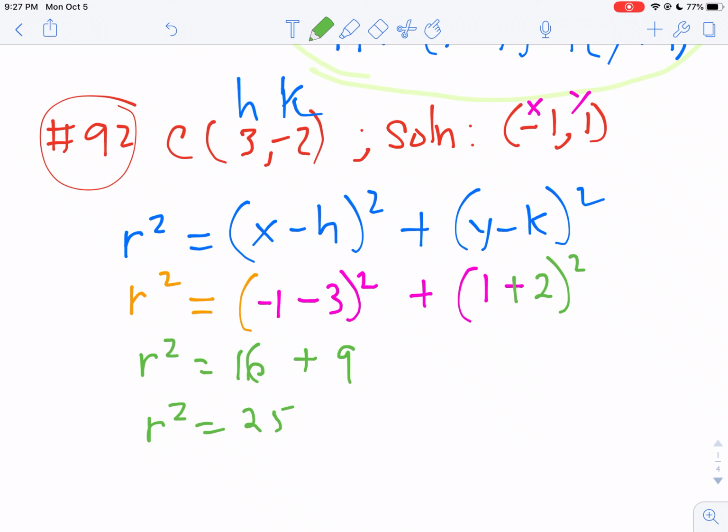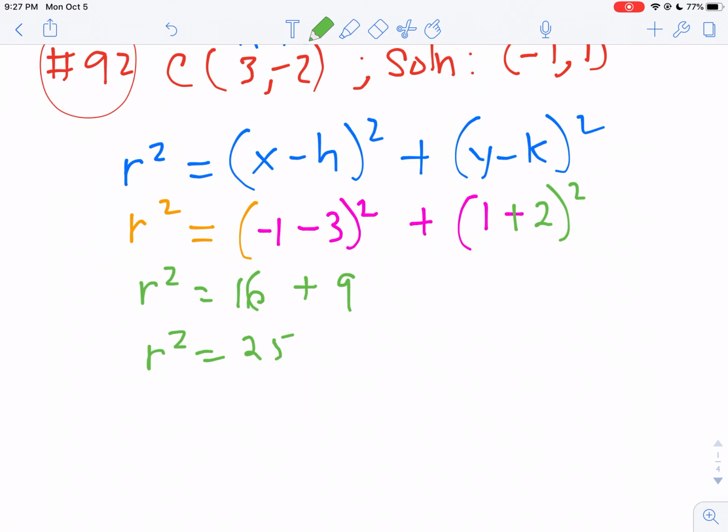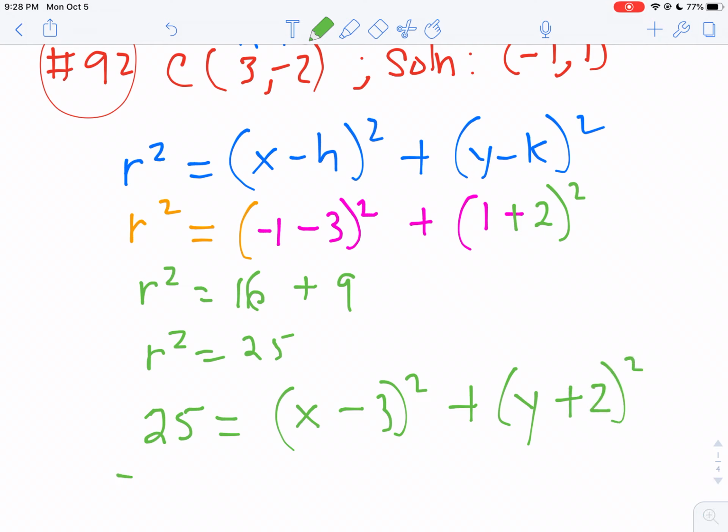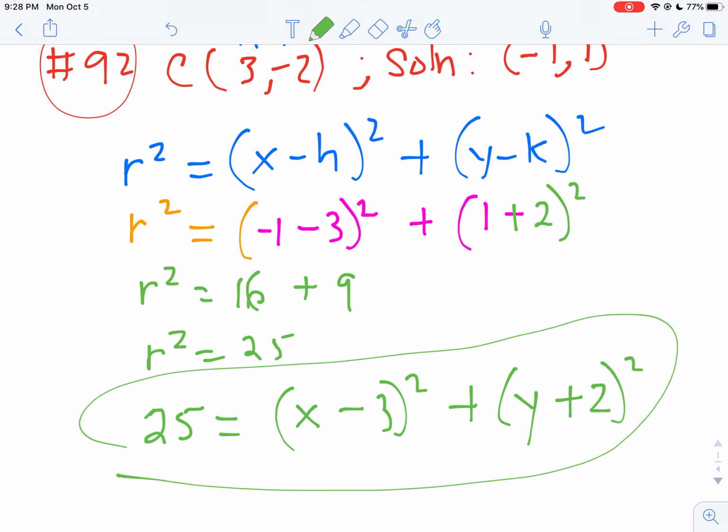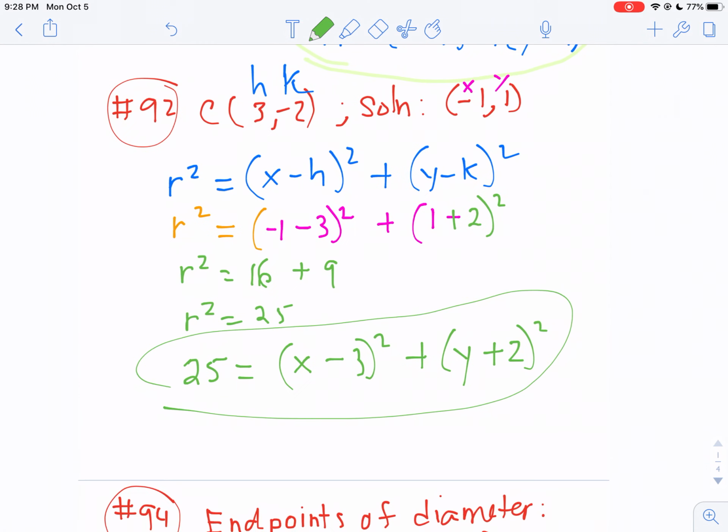So you have your r squared. How do you finish the problem? What you need to do now is go back to the original question, put 25 down for your r squared. X is just a variable, write it down. Your h is 3 squared, and then plus your y is just a variable, and your k is a -2, so this becomes +2. And if you check the back in the book, hopefully that's the answer that they want.